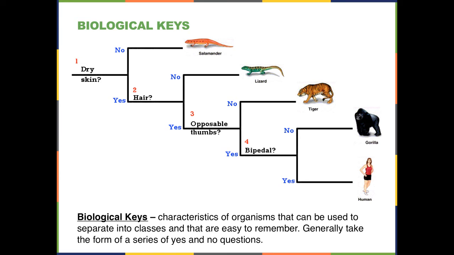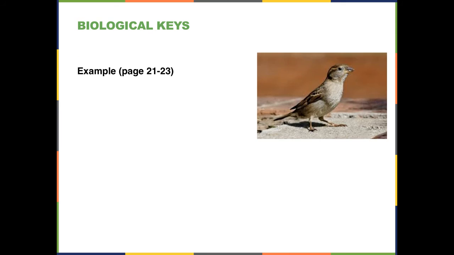So for example, the first question might be dry skin, yes versus no. If it's no, then you end up with the salamander. If it's yes, then the question is, does it have hair? Yes versus no. Does it have opposable thumbs, and so forth. Now I'm going to go through a specific example of biological keys. As a matter of fact, I'm going to do it right now.